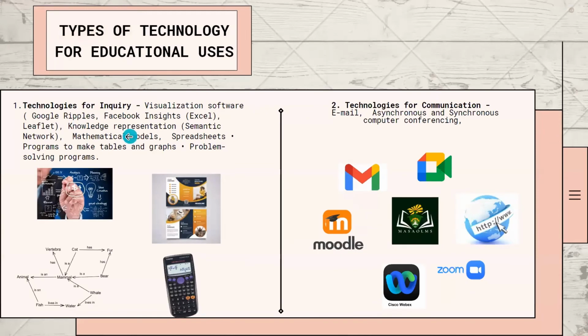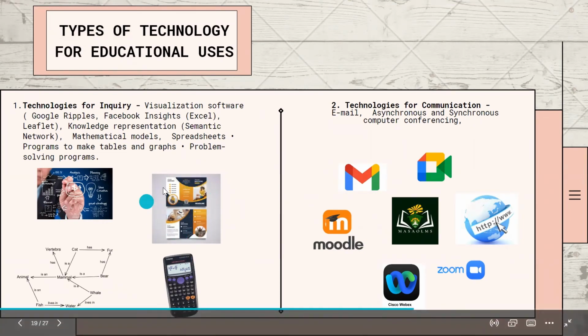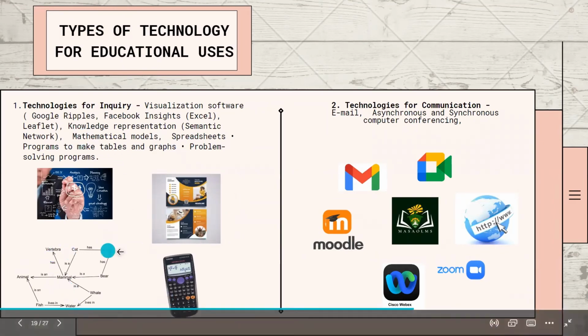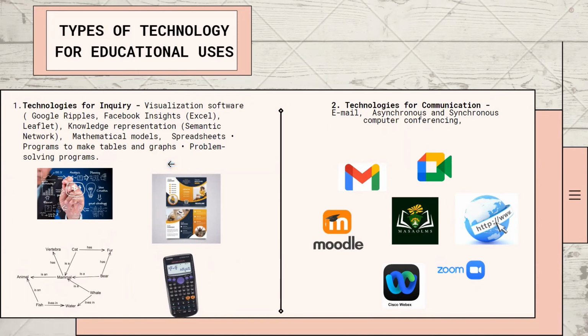So here are some of the technologies for inquiry. The visualization software, Google Earth, Facebook Insights, Excel, leaflet, it's like a brochure. For knowledge representation: semantic network, mathematical models, spreadsheets, programs to make tables and graphs, and problem-solving programs.